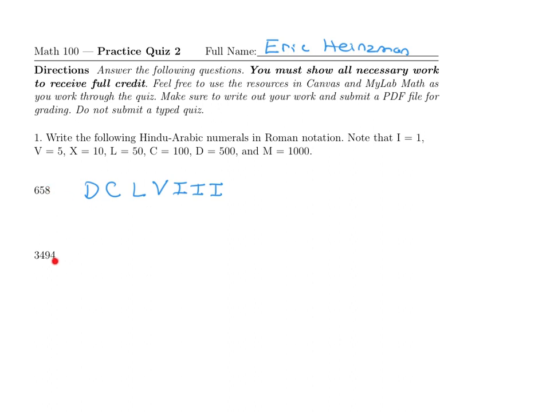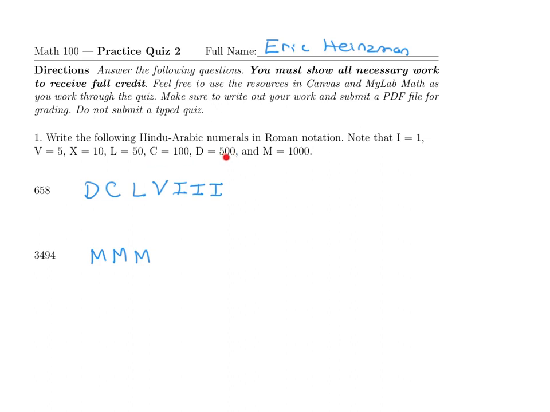Let's repeat this process, but with 3,494. So first, for the 3,000, M represents 1,000, and we want 3 of them, so we can put 3 of those in a row. So M, M, M. This is 3,000. Now for 400, what we're going to do is use a subtractive approach. You could write C, C, C, C, but that would be breaking the convention of writing a symbol more than 3 times in a row.